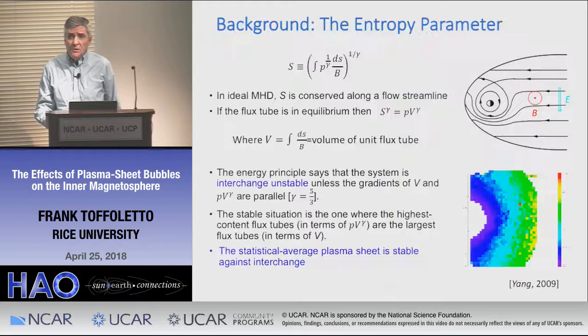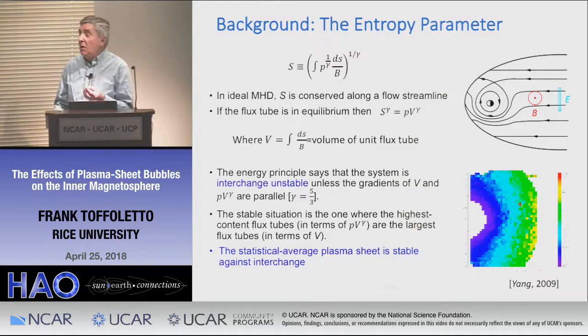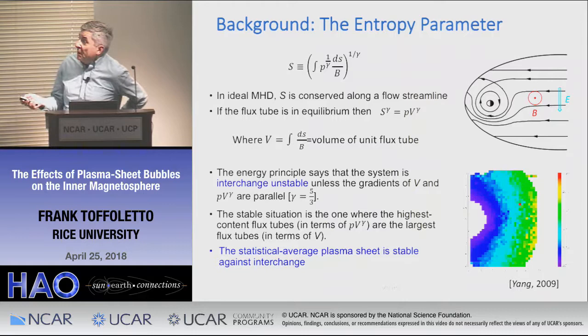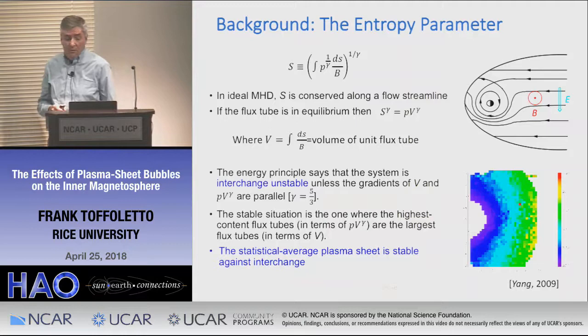To set the stage, let me talk a little bit about some theory. One of the major theoretical underpinnings that determines the physics of this system is the entropy parameter, which is defined by this equation here, where P is the plasma pressure and B is the magnetic field. It's basically the integral of a flux tube over an entire field line.